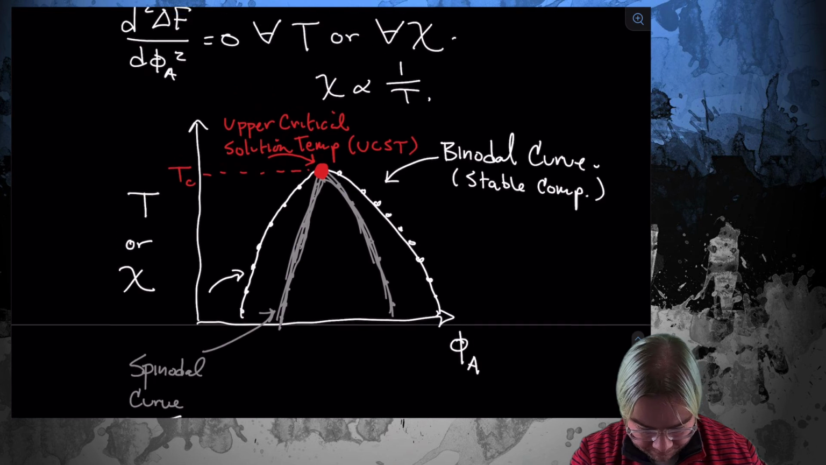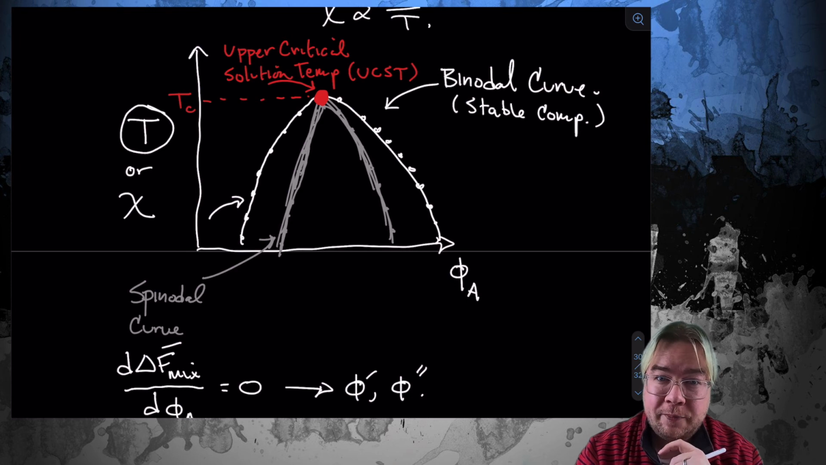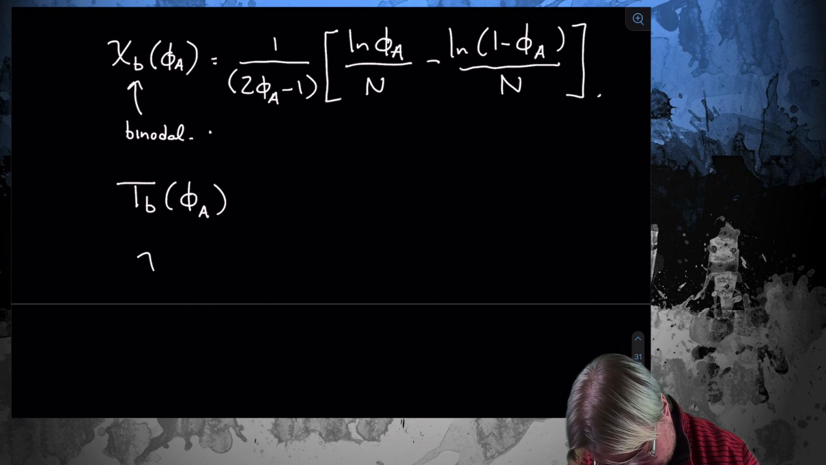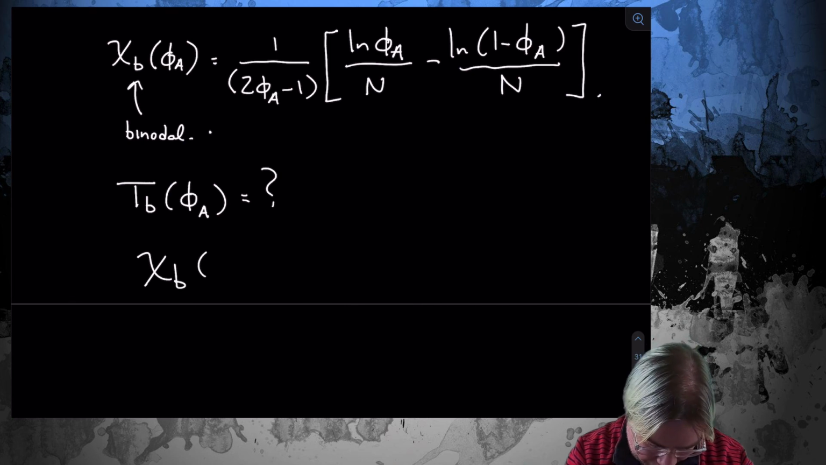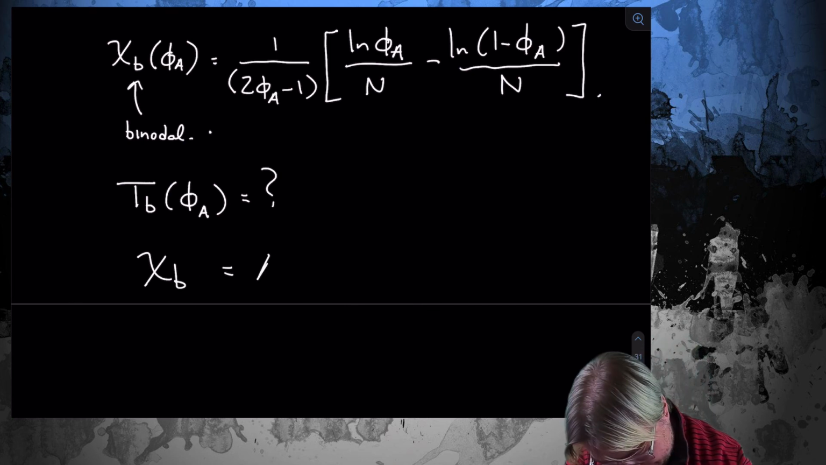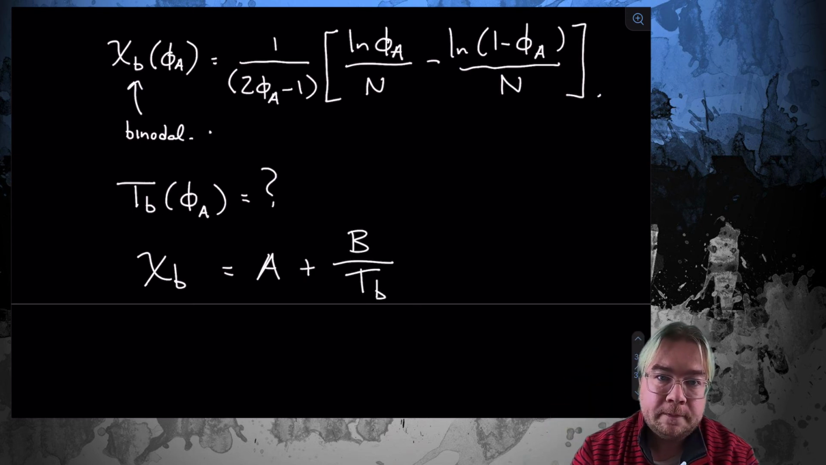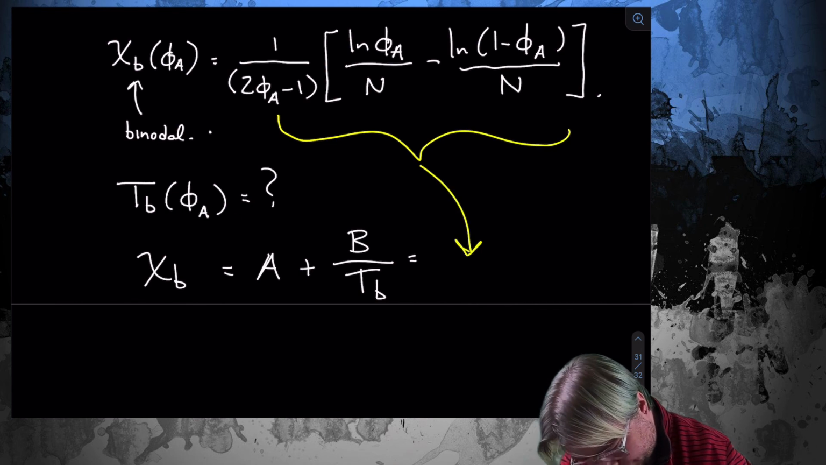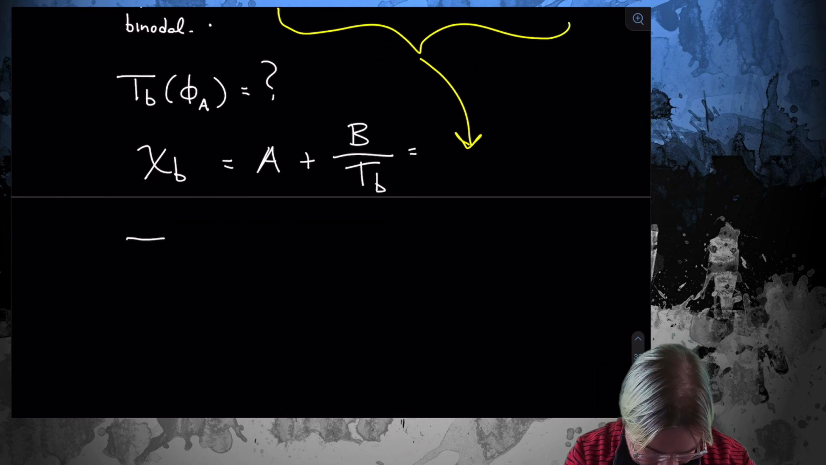Because if you look at the phase diagram, when I drew this, I actually drew it with temperature on the y-axis, not the chi parameter. Well, we know that in general, so this is what we're after, the chi parameter can be written as A plus B over the binodal temperature. And this is equal to all of this stuff up there. So we could solve this for the binodal temperature as a function of composition.